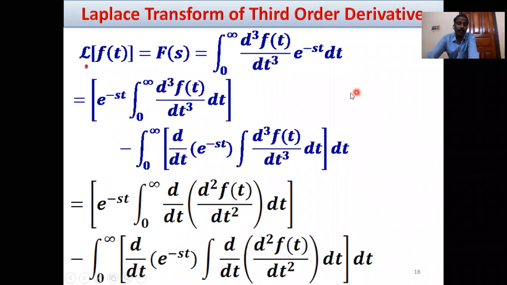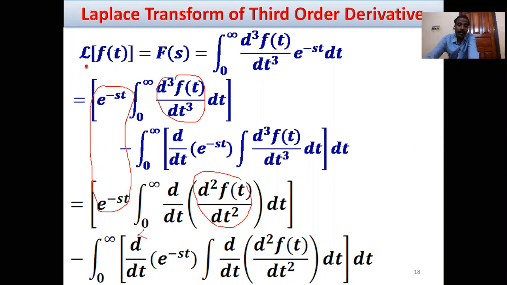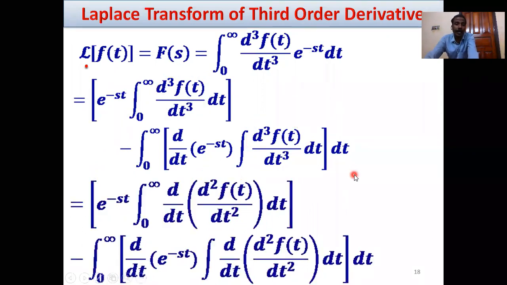Then just integrate, and we get e to the power minus st, this term constant, and then d/dt of what? This value equals d/dt of d2f(t)/dt2 whole into dt. Similarly, this is the derivative term, first order differentiation terms, and again this term equals d/dt into d2f(t)/dt2 whole into dt into dt. So this is just arrangement.